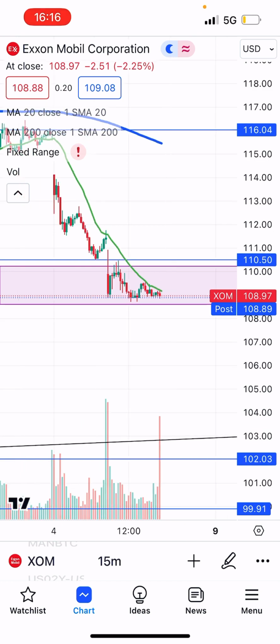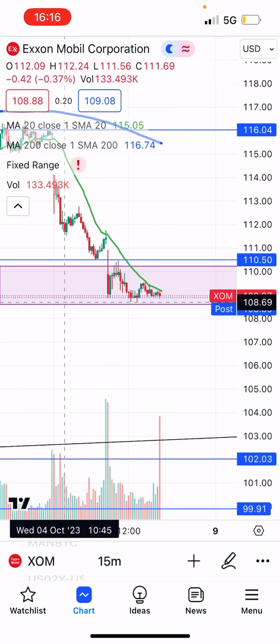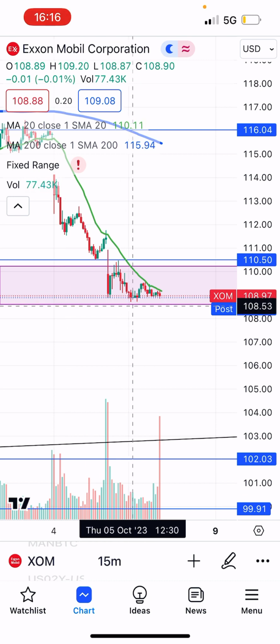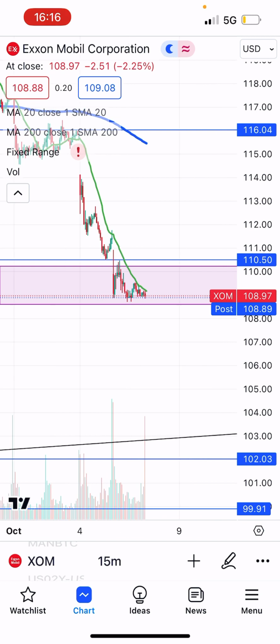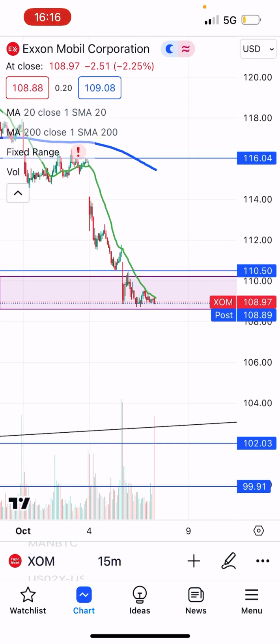And today the selling continued, okay? So we ended up hitting a low of about 108.71, okay? So from 116 to almost 108, right? So an $8 move down in just a couple of days, right?